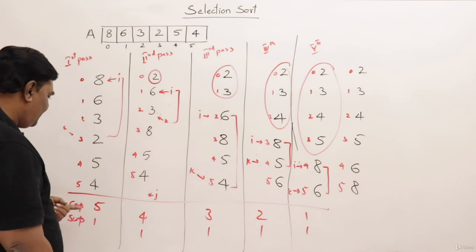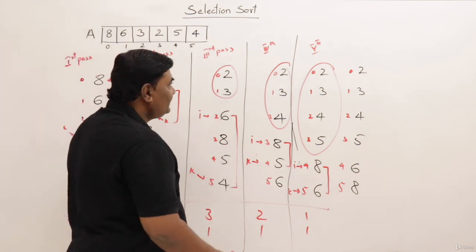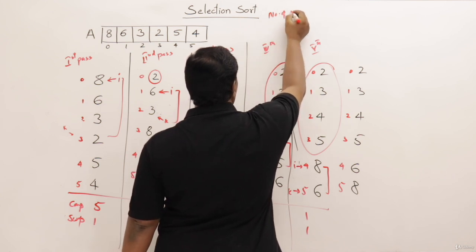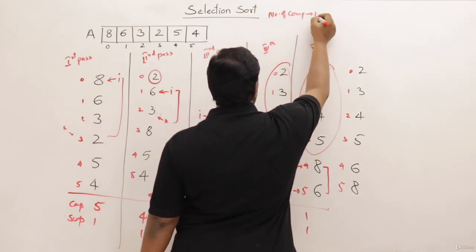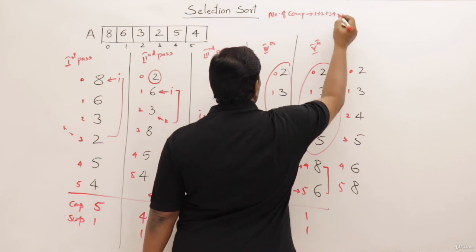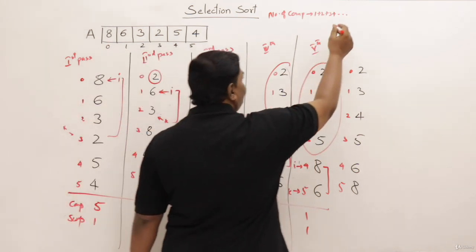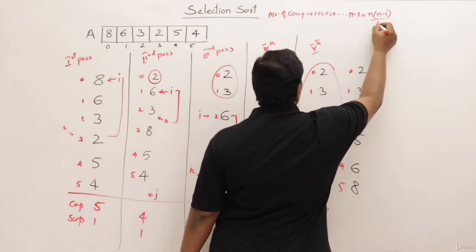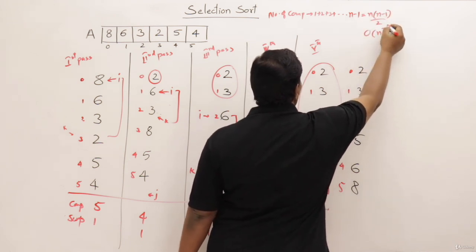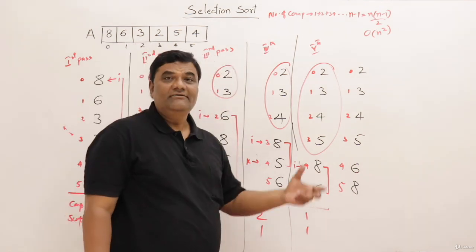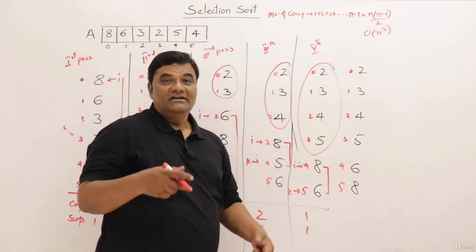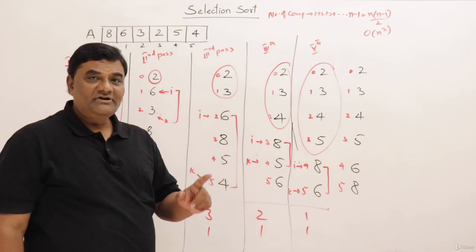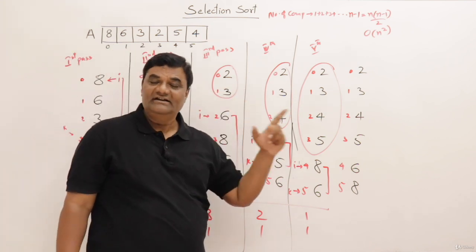So if you observe the comparisons: 5, 4, 3, 2, 1. So total number of comparisons I will write down here. Number of comparisons: 1 plus 2 plus 3 and so on. For n elements, how many comparisons will be there? N minus 1. So this will be n into n minus 1 by 2, and this is order of n square. So we have already done this type of analysis in bubble sort and insertion sort. Here also it is the same. Number of comparisons is n square, so the time is n square.